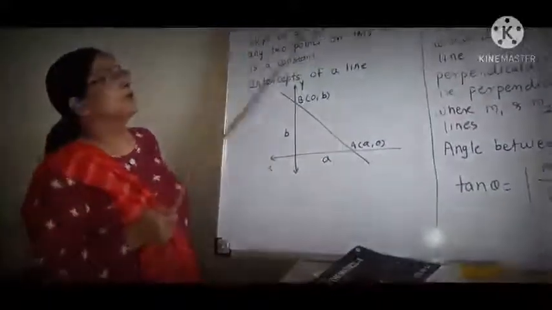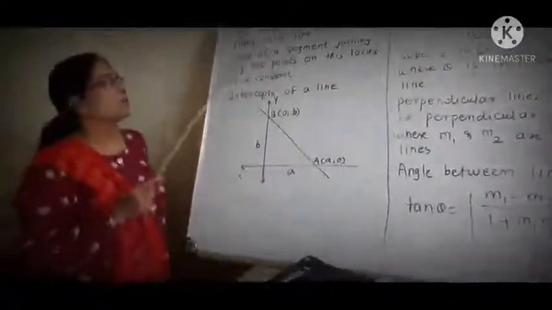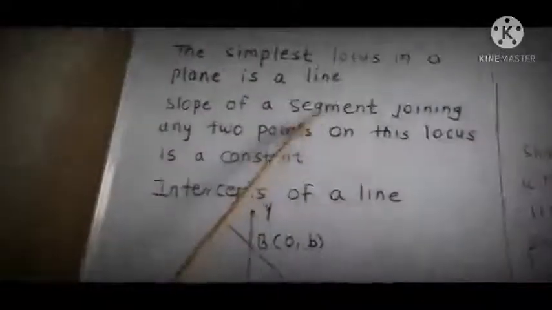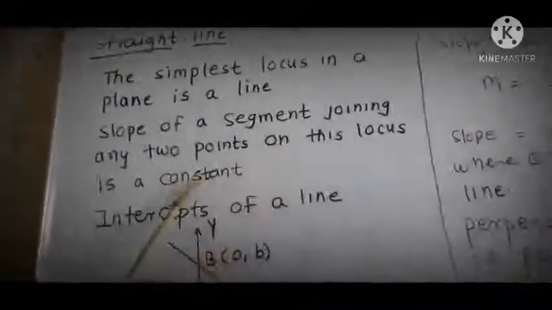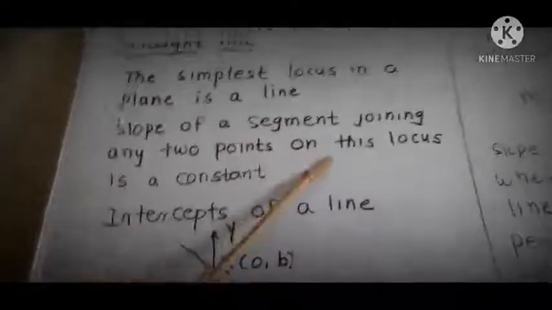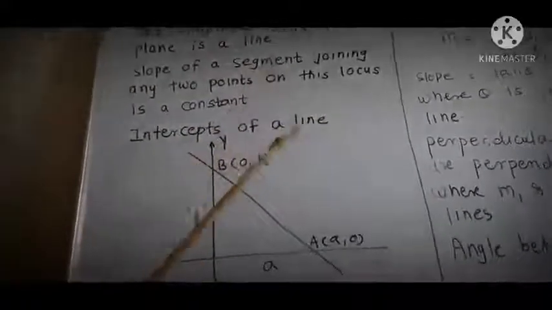Hello students, in this lecture we will see straight line. So first, the definition of a straight line. What is a straight line? That which is the simplest locus in a plane is a line. The slope of a segment joining any 2 points on this locus is always constant. What is the meaning of this? On a straight line, the slope of any 2 points is always constant, which is called a straight line.